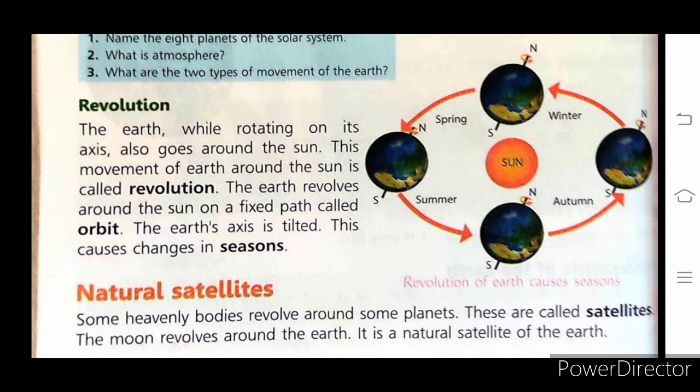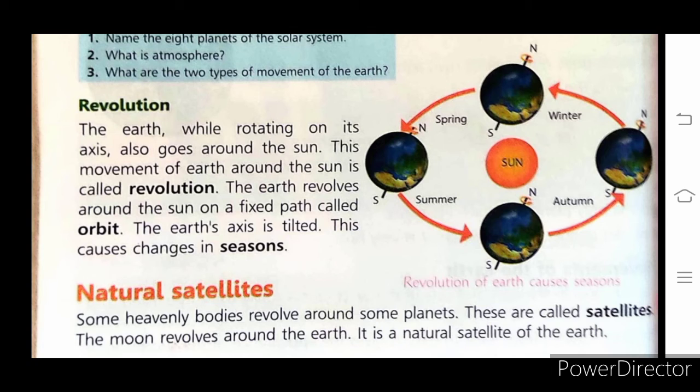The earth, while rotating on its axis, also goes around the sun. This movement of the earth around the sun is called revolution. The earth revolves around the sun on a fixed path called orbit. The earth's axis is tilted. This causes changes in seasons.